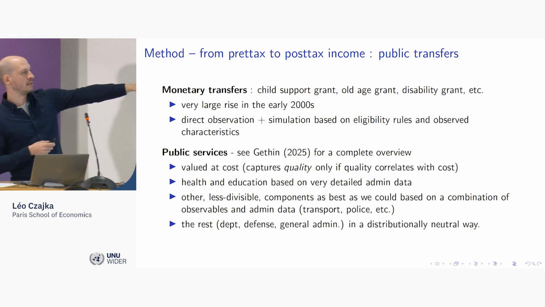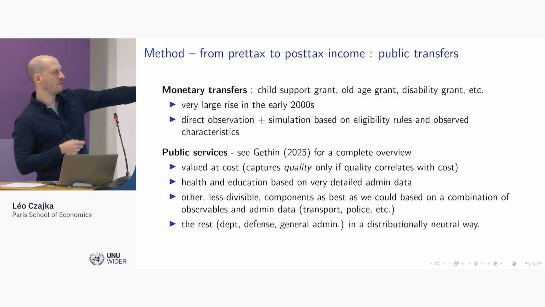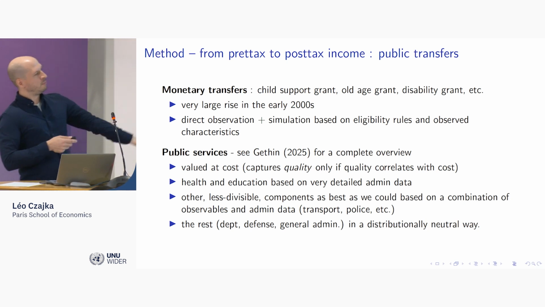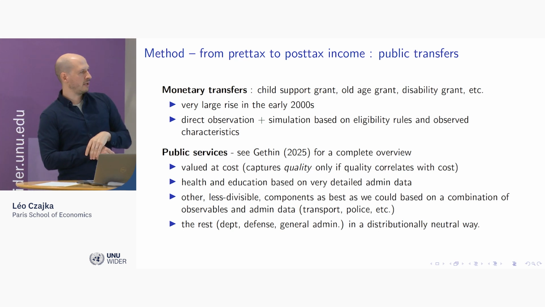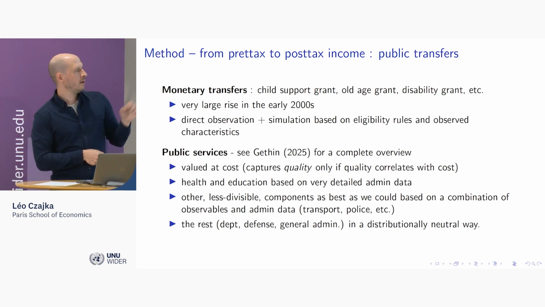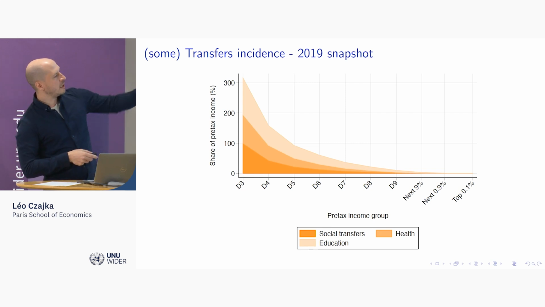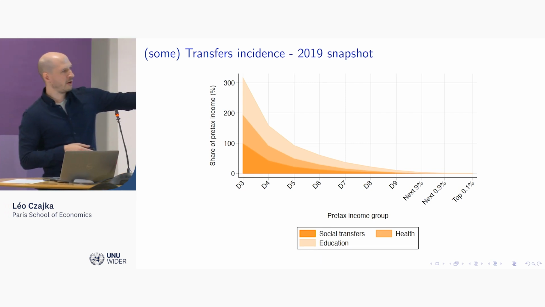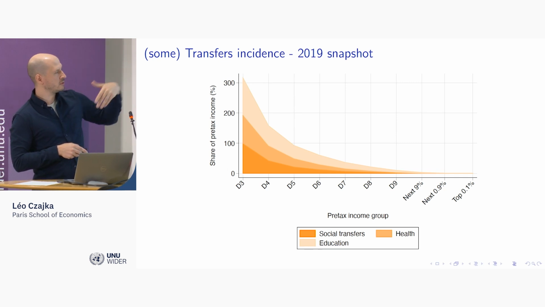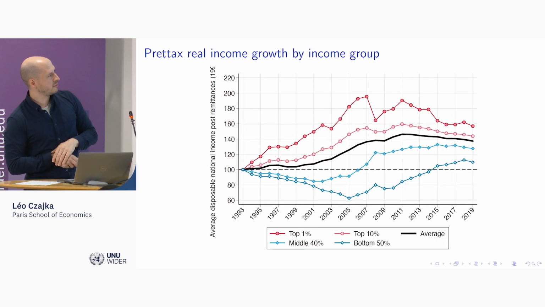I'll be quick here because this is such a big part of the paper that it has become a separate paper. So we plug in the results of this allocation of public services at cost based on admin data, thanks to the other paper. Snapshot again in 2018: a very progressive allocation of transfers. And in fact, it has become more so. This is the result of the entire transition.